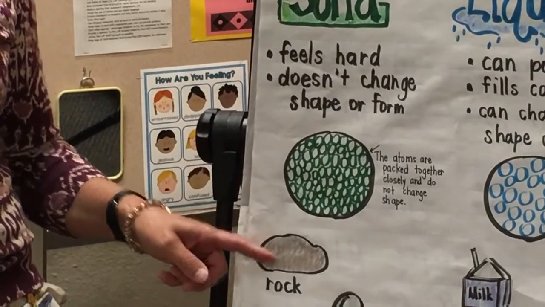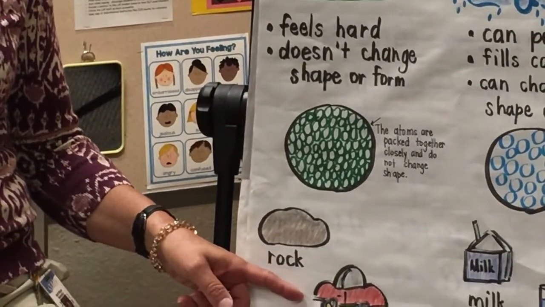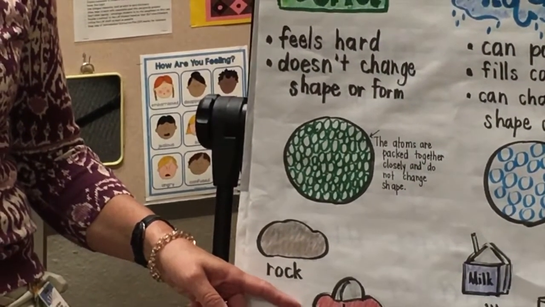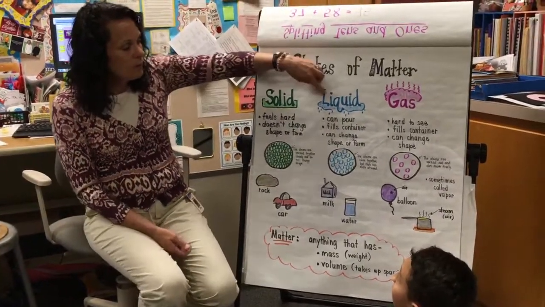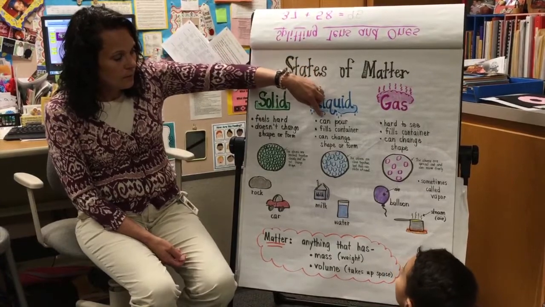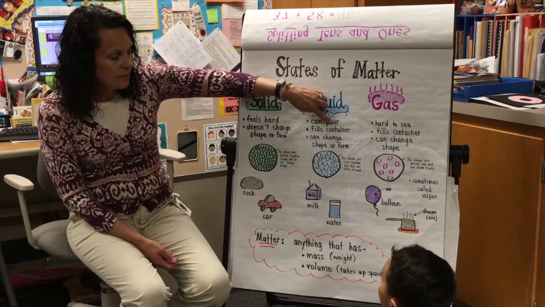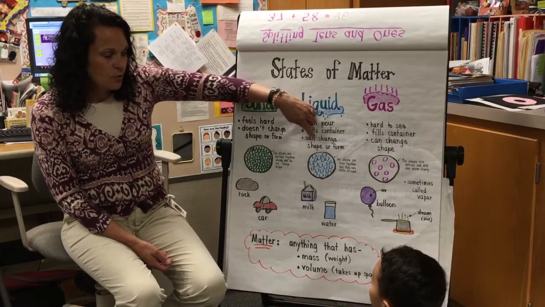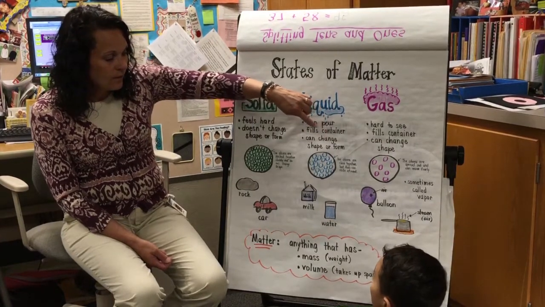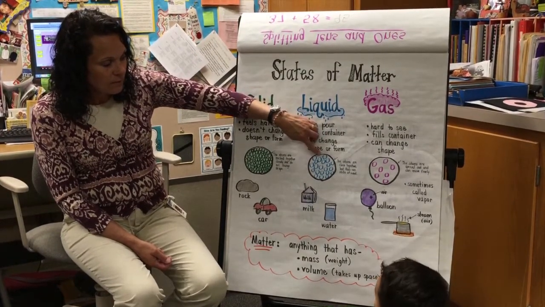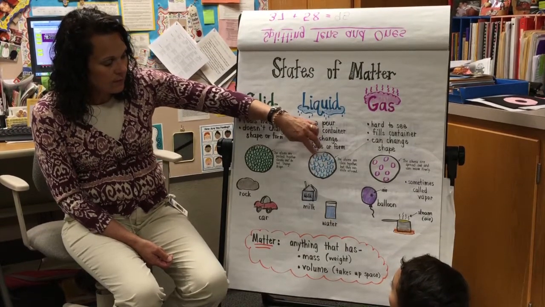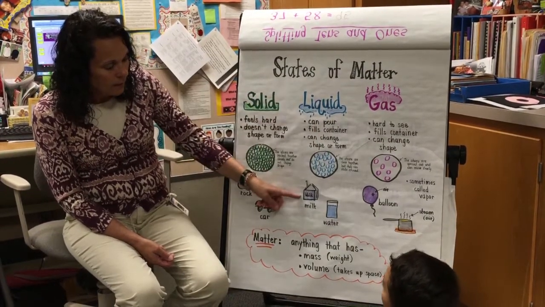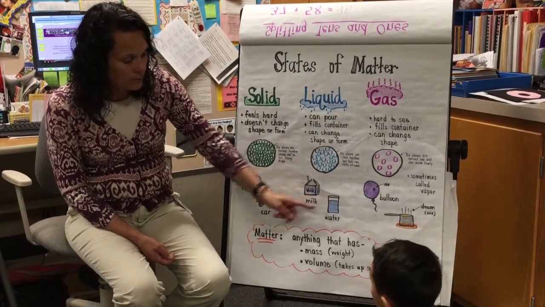And a rock and a car and lots of other things that we have in our classroom and all around our world are solids. We also talked about a liquid, and a liquid is something that you can pour, it fills a container, it can change its shape or form. And we found out that liquids have atoms that are still kind of close together, but they can slide around, and that's what makes it be a liquid. And milk is a liquid, and water is a liquid.